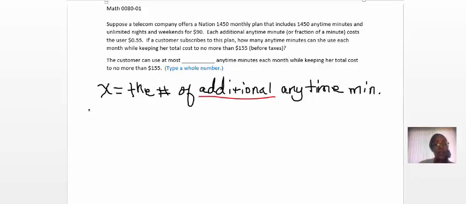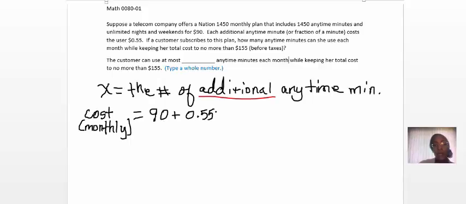So the cost each month, so this is our monthly cost. If we are using this company, it's automatically going to be $90 plus 55 cents every time we use an additional anytime minute. And we want that cost to be less than or equal to 155. So I'm going to solve this inequality. So at most means less than or equal to.